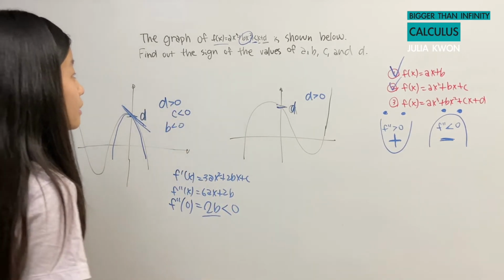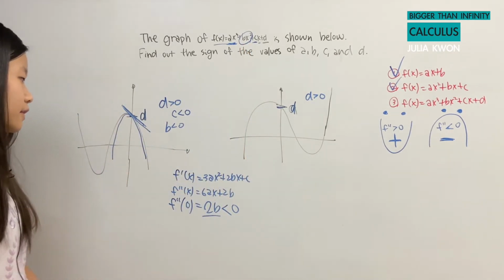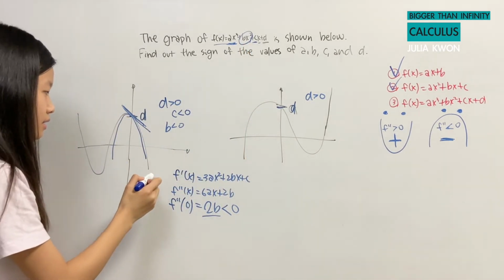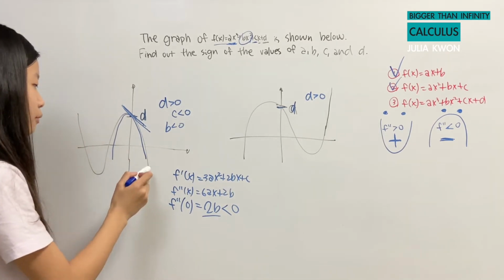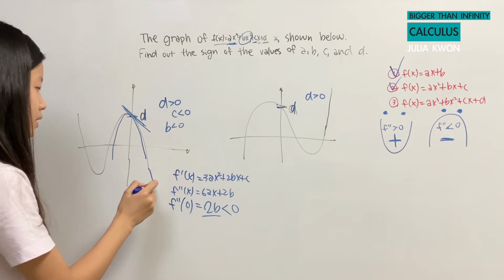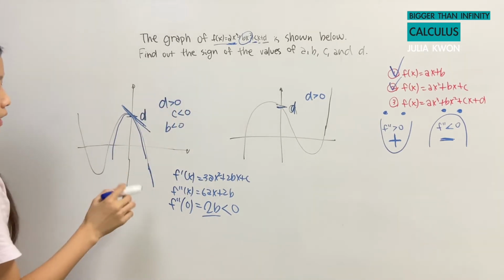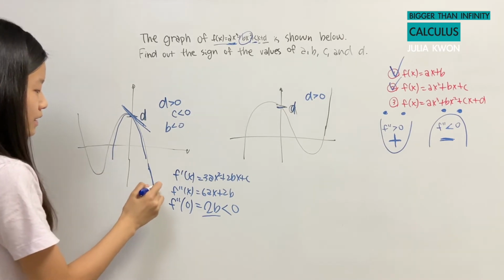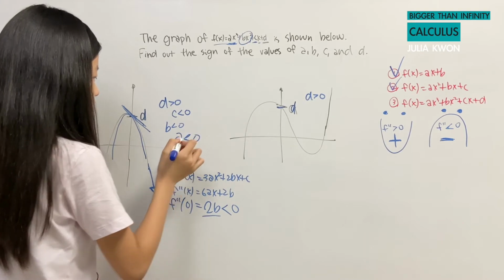And lastly, for a. For a, you can find it very easily, since as x gets larger, the y value gets smaller. So the a depends on the very end of this graph. It's pointing downwards, right? So that tells us that a is also negative.